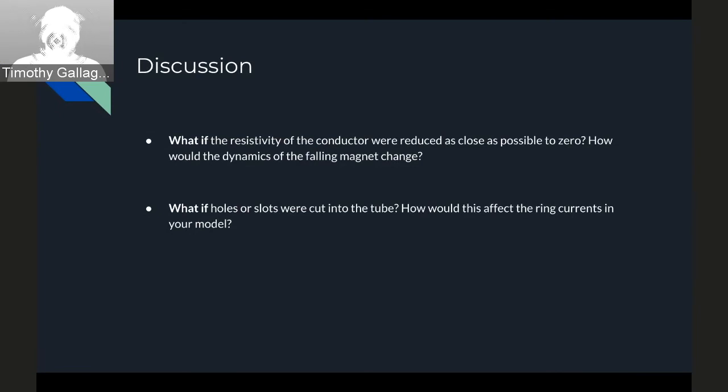Finally, what if holes or slots were cut into the tube? How would this affect the ring currents in my model? The normal flow would decrease as the amount of current that could flow through the tube would be lessened. The magnet would therefore be able to fall faster through the tube with less resistance, and my predicted time would be lower than the 1.63 seconds that I observed in this experiment.